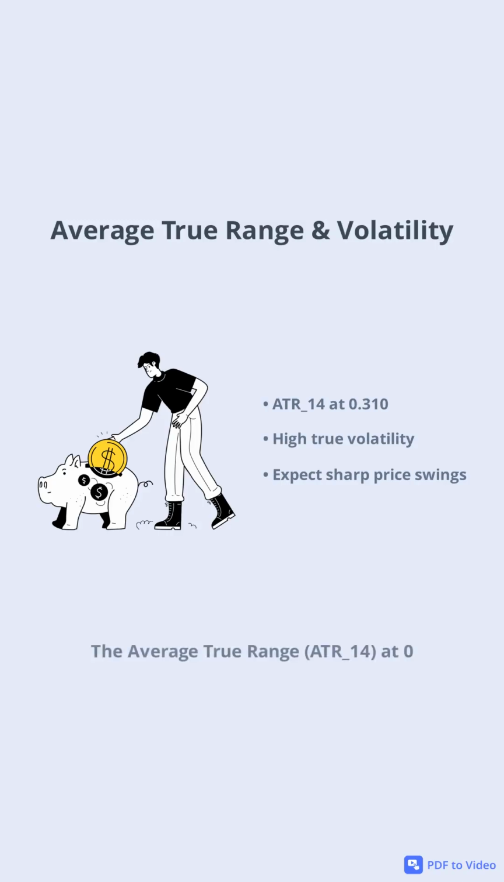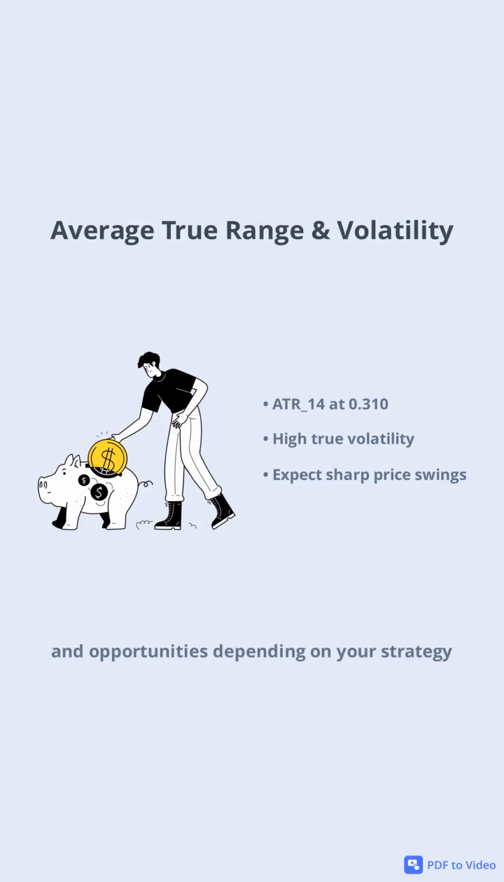The average true range, ATR 14 at 0.31, and true volatility at 8.85 indicate that SPCE has seen significant price swings recently. Volatility 30 at 5.8 and volatility breakout at 1.07 further highlight the stock's tendency for sharp moves. These readings suggest that traders should be prepared for continued volatility, which can present both risks and opportunities depending on your strategy.